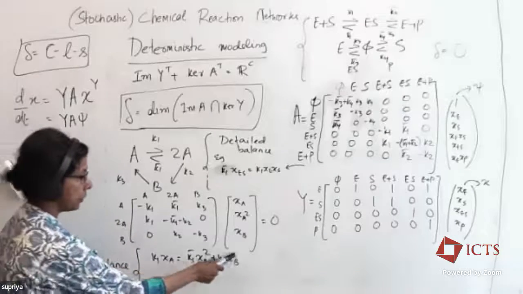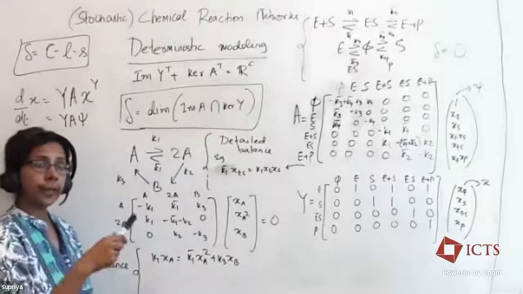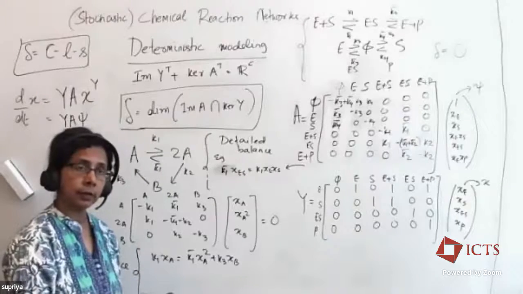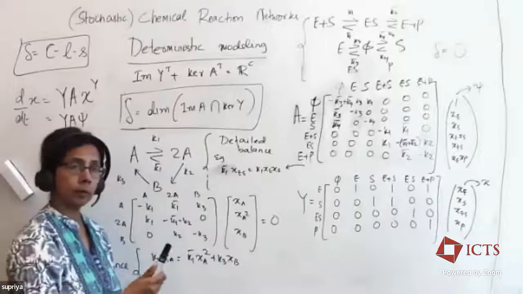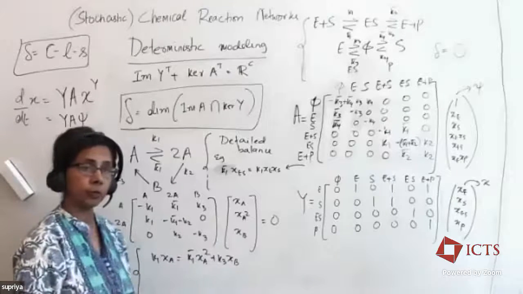In this case, you see that I have to actually equate all reactions where something is the source, and all the reactions where it's being provided.